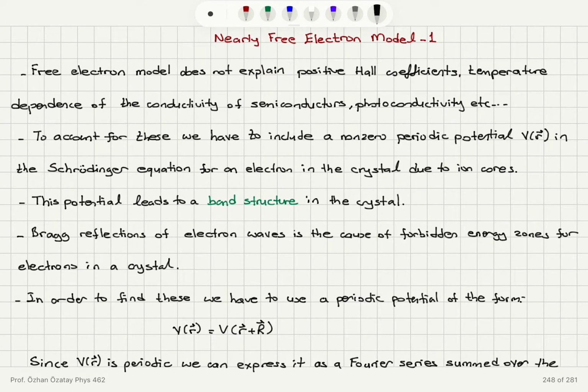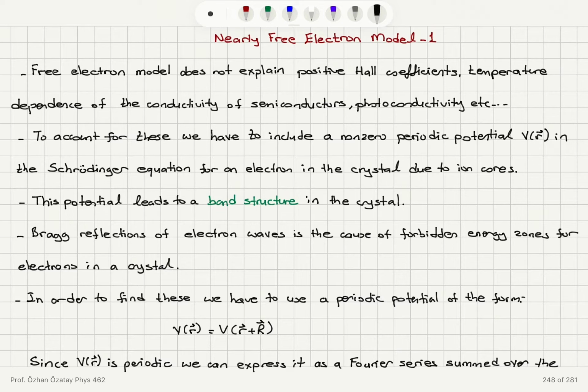Now, the periodic potential in the crystal has several consequences. One is that it leads to a band structure in the crystal, and number two is that we must have energy gaps at the Brillouin zone boundaries in k-space. These are due to the Bragg reflections of electron waves, creating standing wave solutions at the zone boundaries.